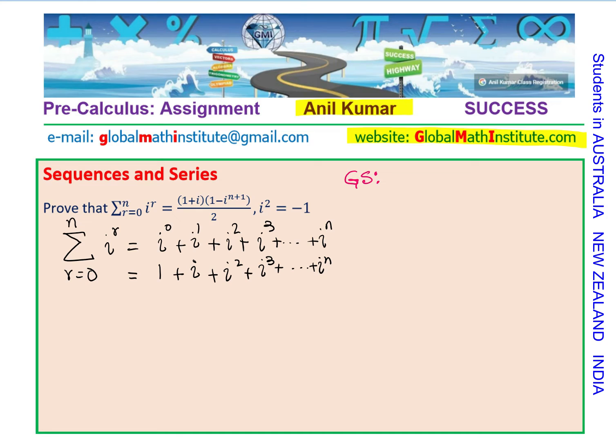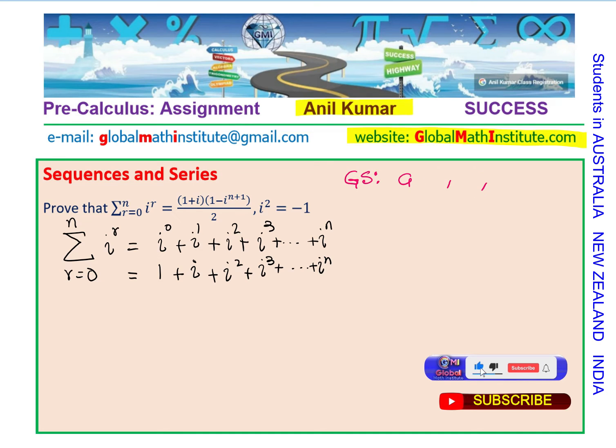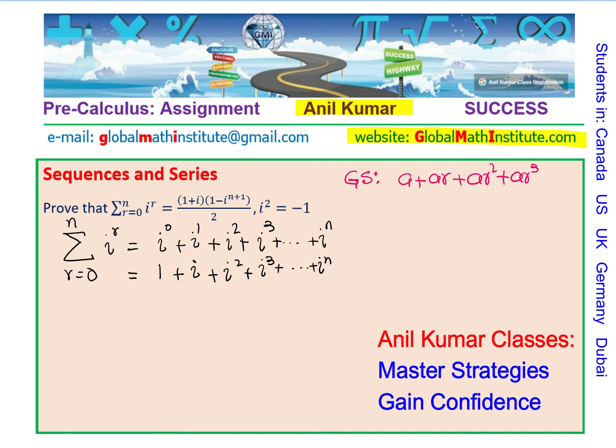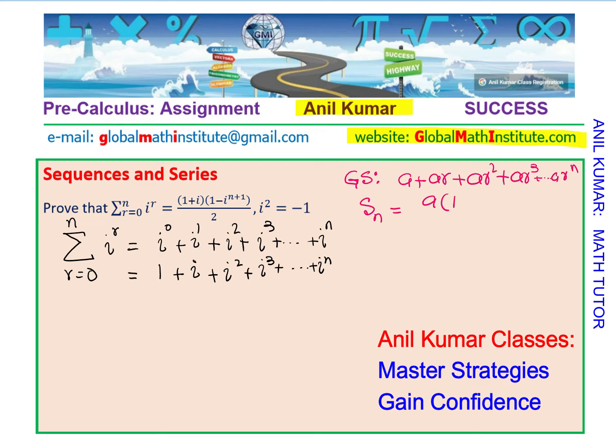In a geometric series, if we have a, ar, ar squared, and we want to find the sum, let me write down the sum of these: a plus ar plus ar squared plus ar to the power of 3 and so on to ar to the power of n. So we have n terms, and therefore the sum of the series for n terms is given as a into 1 minus r to the power of n divided by 1 minus r, correct?